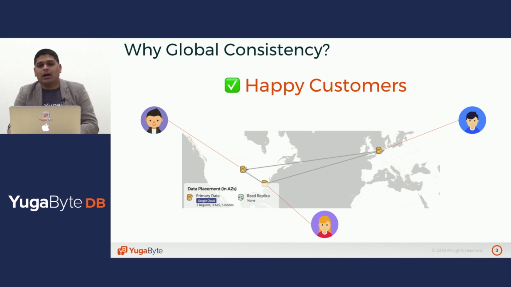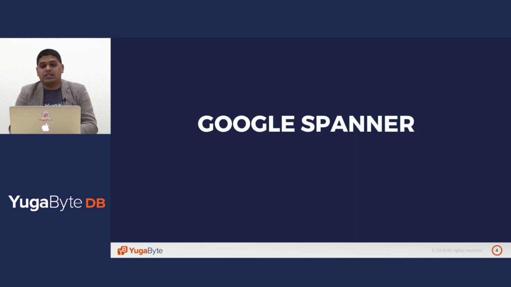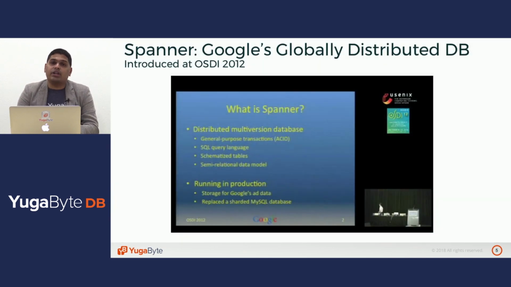Let's look at the two big database architectures that are coming up for building strongly consistent, globally distributed systems. First is Google Spanner. Google Spanner was introduced to the world at a conference in 2012, and this is one of the slides from that conference. Google had been working on such a global database for a few years by then, and this is the first public forum where they introduced it.